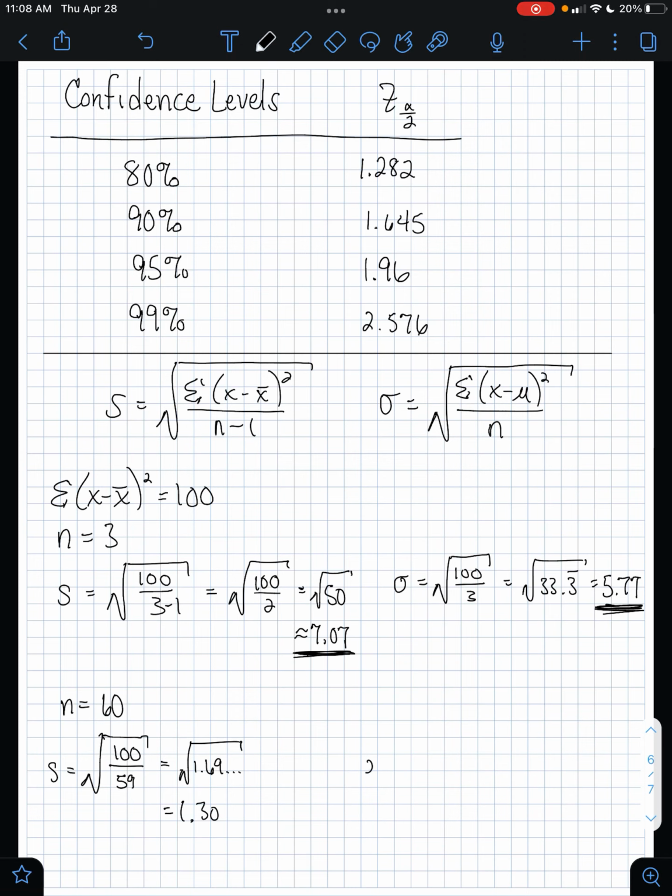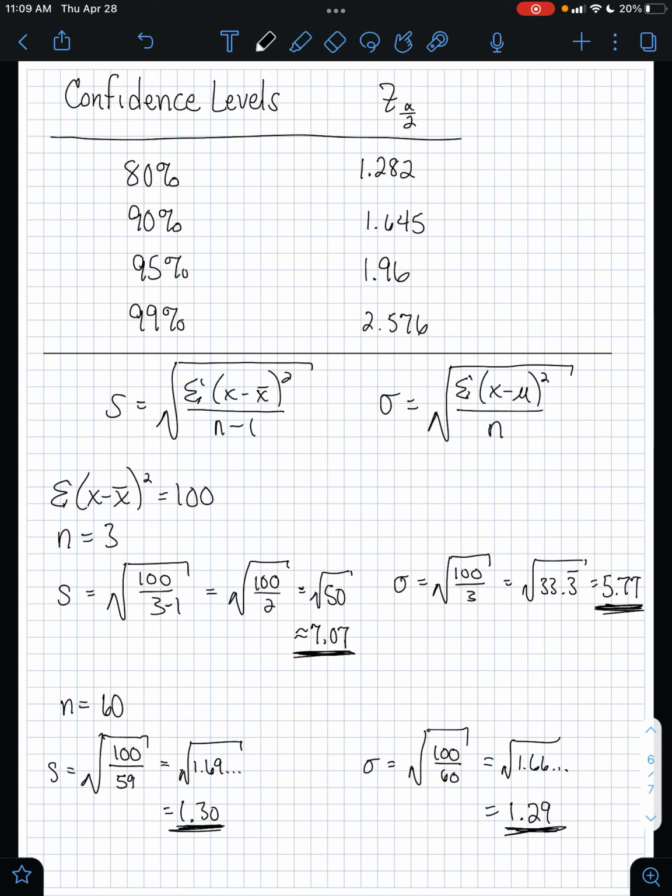On the other hand, sigma would be the square root of 100 over 60. 100 over 60 is 1.6666. And the square root of that, well, 1.666 is not that far off from 1.69. And as a result, their square roots are also not that far off. Look at the difference now. They're basically the same thing, so close as to not even matter all that much.